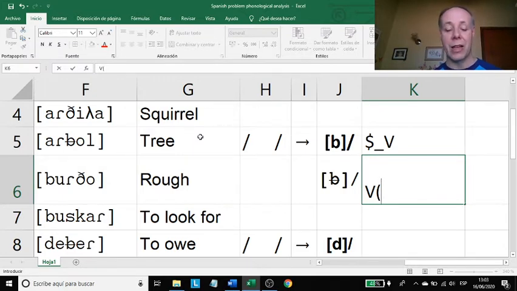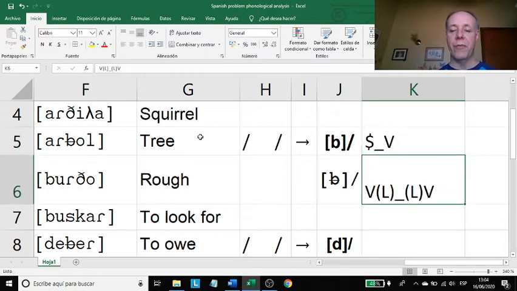The flap is a liquid in Spanish. It's a liquid sound in Spanish. Vibrante. So liquid. Then the sound, and then the L. What sound is the L? A liquid. And then a vowel. Like this.